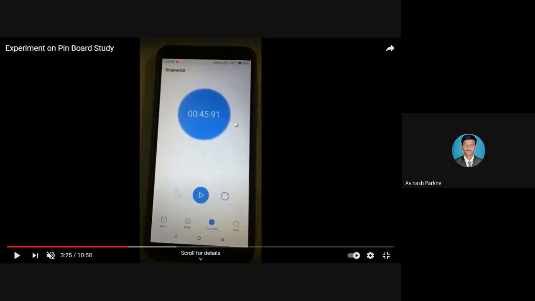How much time is required? 45 seconds and 91 milliseconds. We can see that 45 seconds are required to fill the 30 holes using the single hand only. Here I am using only a single hand to fill the pins. So this is the older method.